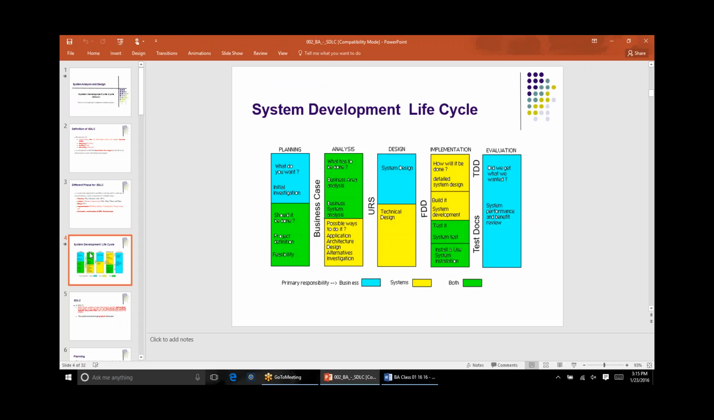System development life cycle: planning, analysis, design, implementation, evaluation. Five of them.